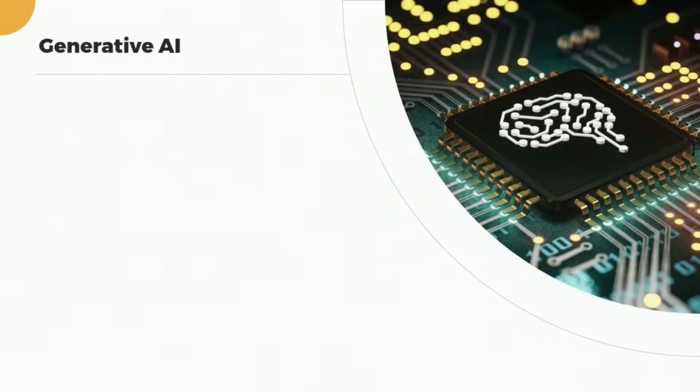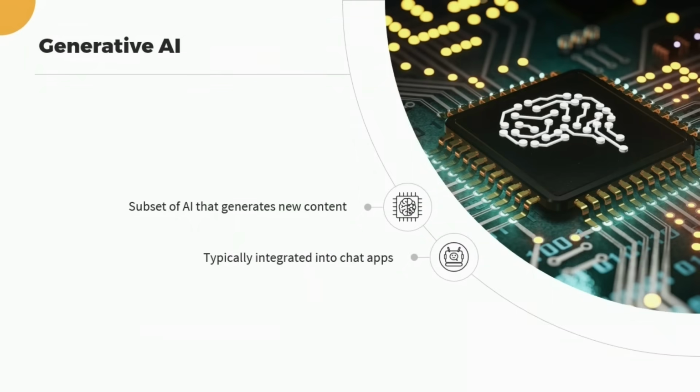Okay, so we know that AI mimics human actions, using machine learning to autonomously interact and perform tasks. Well, generative AI generates new content, often integrated into chat apps, like, for example, ChatGPT. These applications process natural language inputs and generate responses in text, images, or code.